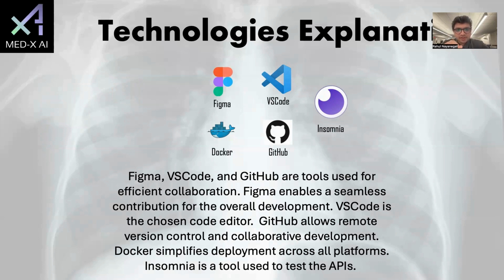And Docker, which simplifies deployment across various platforms, which makes us platform independent and streamlines the deployment process. Insomnia is employed for API testing, ensuring reliability and functionality of our APIs. And all of these are open source tools we are using. So all these tools enhance our productivity and enable smooth project execution. Next slide.